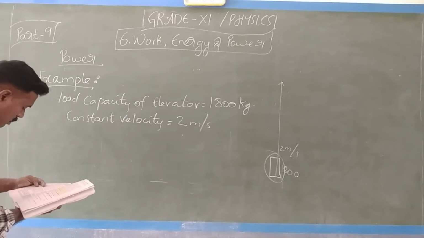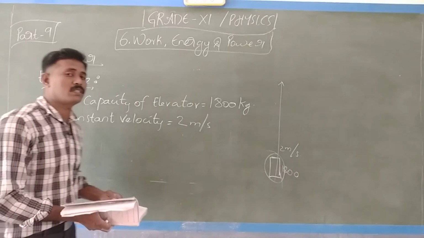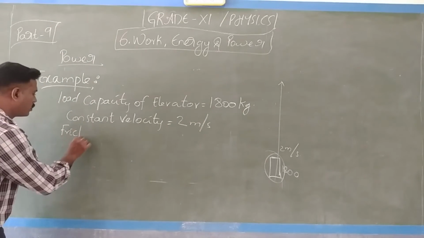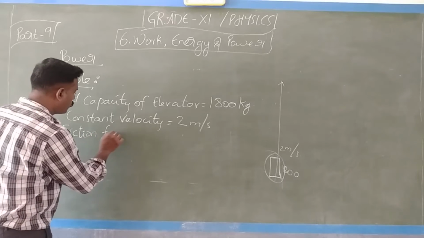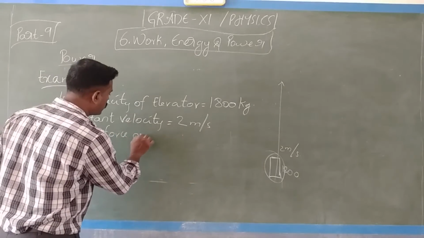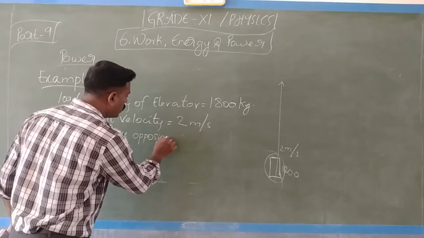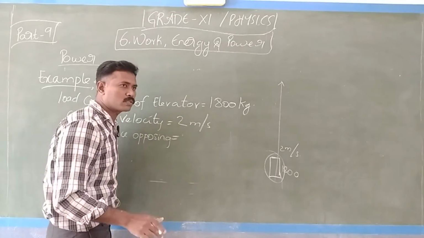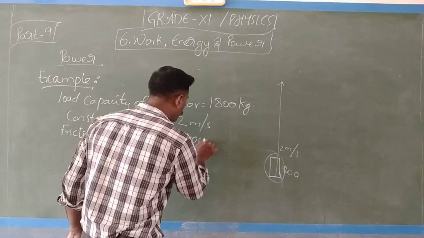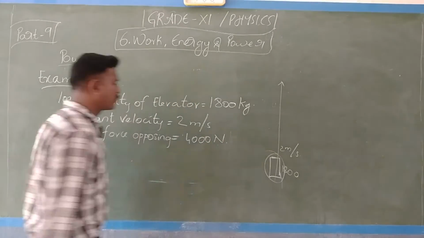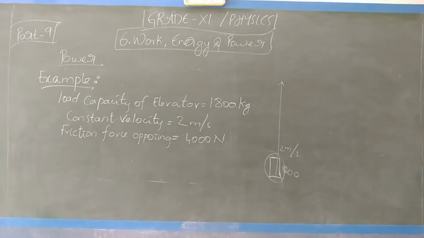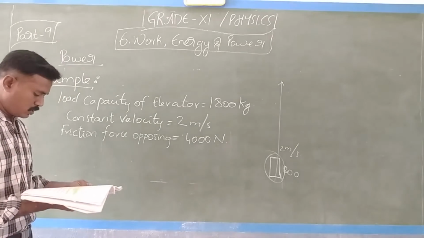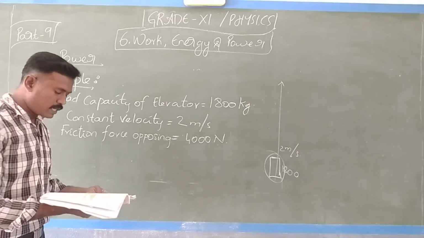Then the third one is the friction force opposing the motion, which is 4000 Newton. The friction force opposing acts against the elevator's motion. So the friction force is equal to 4000 Newton. Then what is asked?